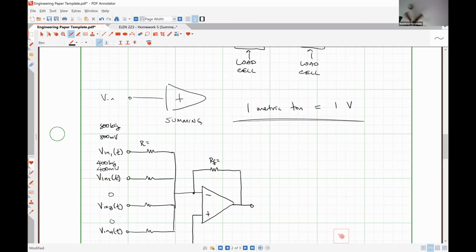All right. So we have a total of 1,200 kilograms. So our output signal should be 1.2 volts, because that would be 1.2 metric tons, right? Yes, correct, sir. Okay. So how am I going to choose my resistor values to make this happen?